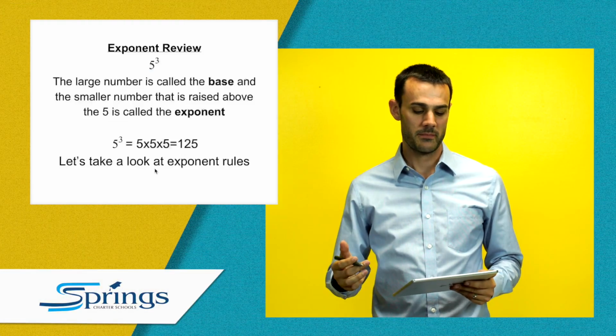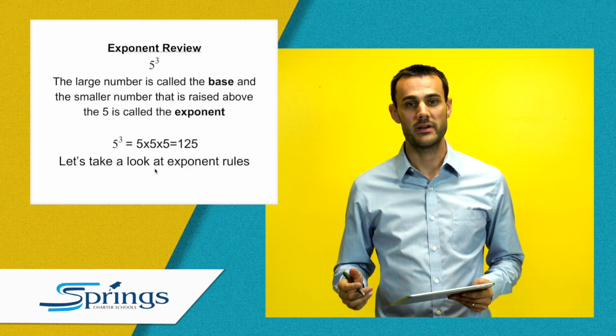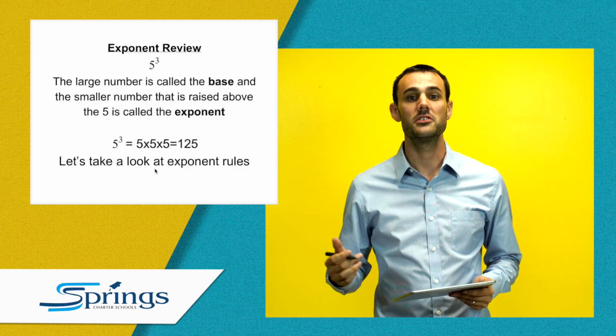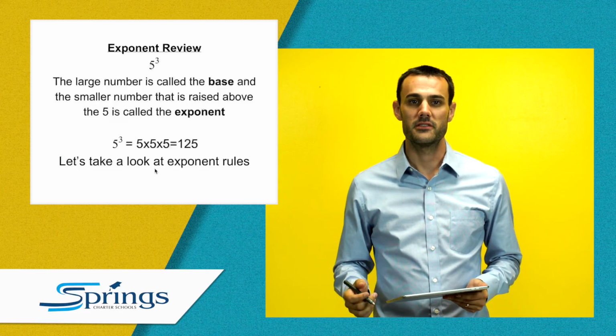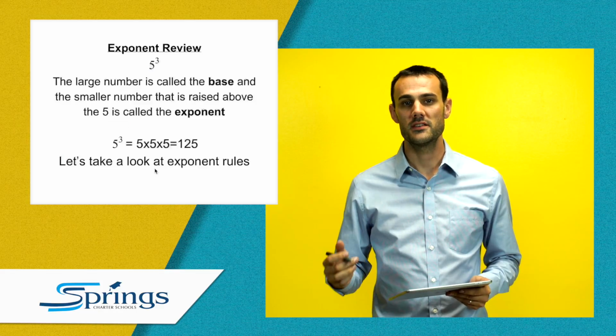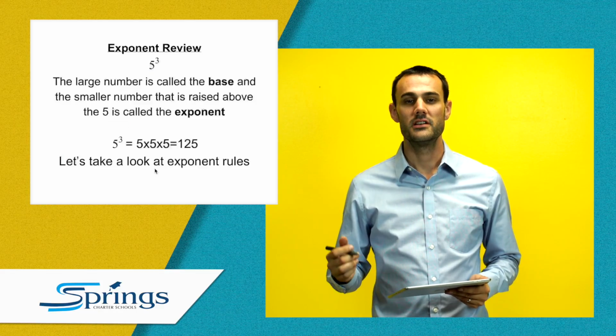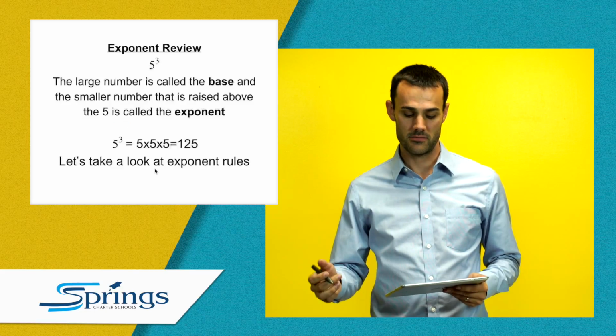Before we jump into our lesson, it's important to review what exponents really are. In my example here, we have 5 raised to the third power, or another way to say that is 5 cubed. The large number, the 5, is called the base, and the small number above the large number is called the exponent. In this case, it's the 3.